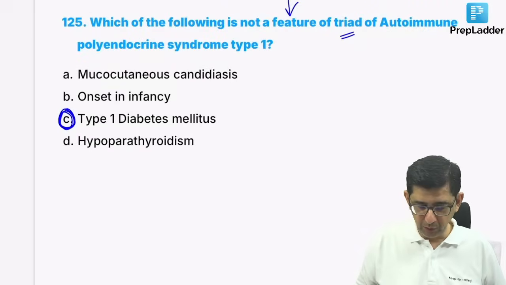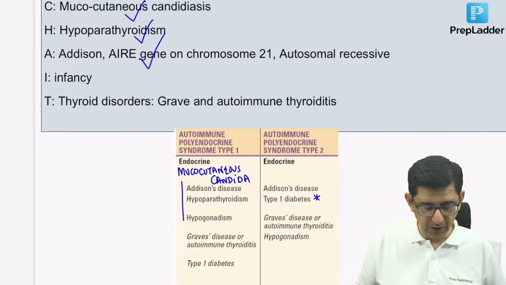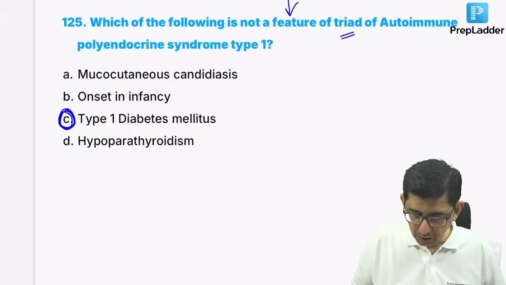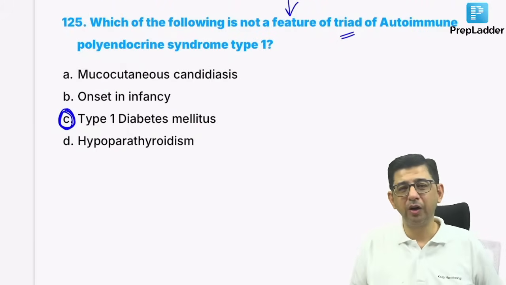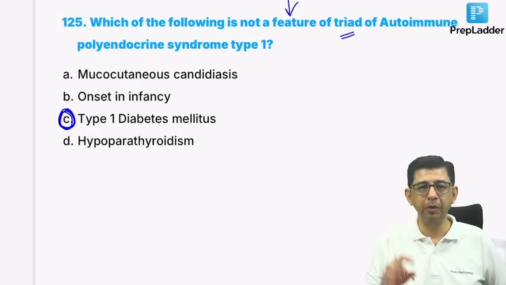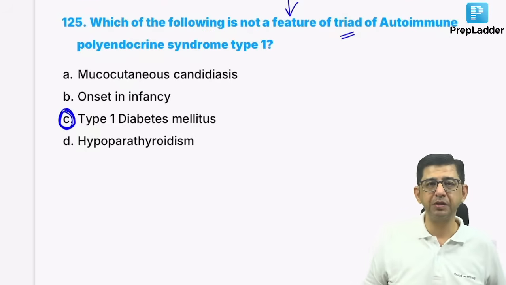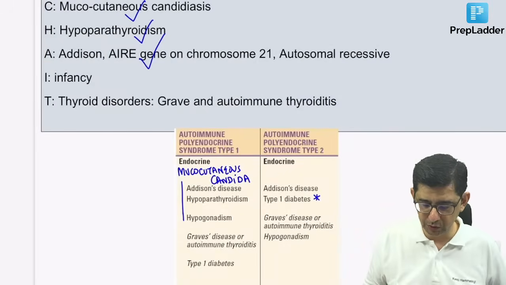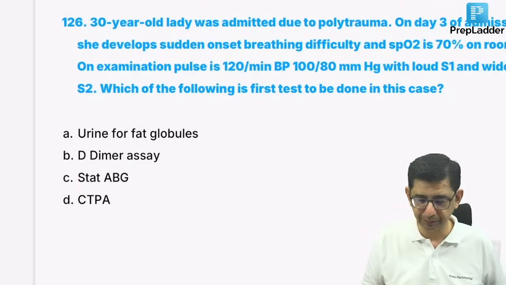Fine. I think most guys got it immediately. The correct answer is C. Yes, triad would not include onset. No, triad would be what are the manifestations of the disease. So manifestations are mucocutaneous candidiasis, then hypoparathyroidism. So it is just these associations that have to be remembered.